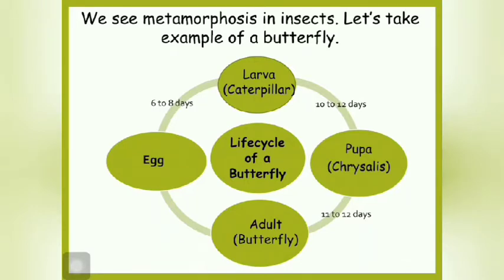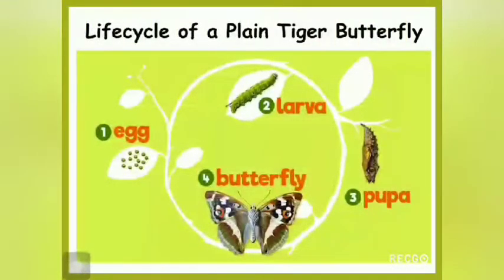Now let's see the life cycle of a plain tiger butterfly. The female plain tiger butterfly lays eggs on the milkweed leaf. In 6 to 8 days, the larva emerges from the egg. The larva of a butterfly is called a caterpillar.